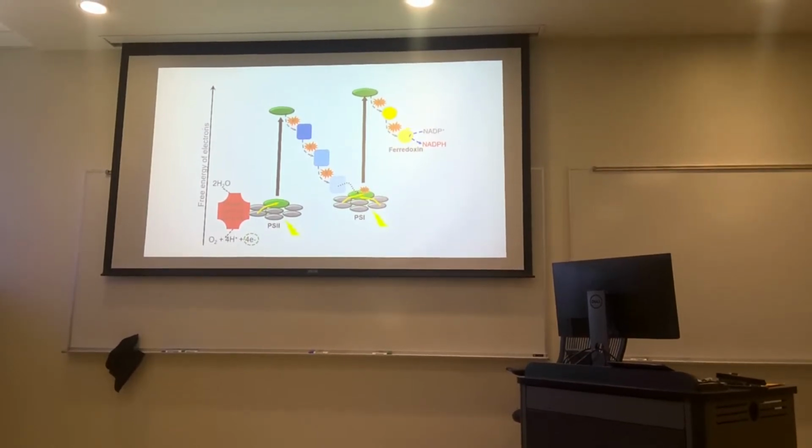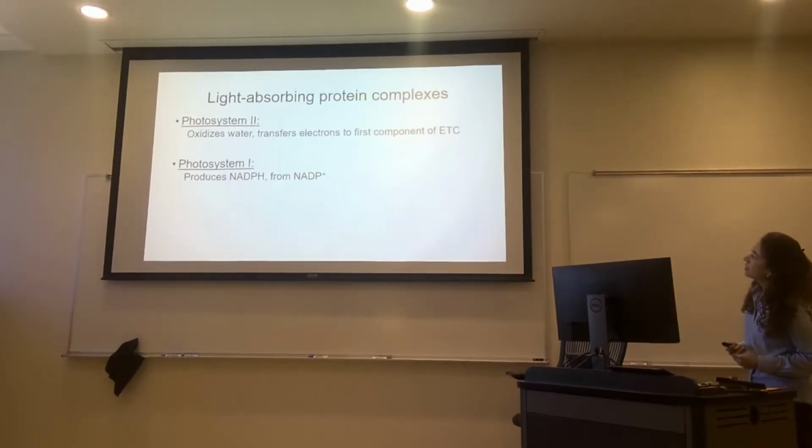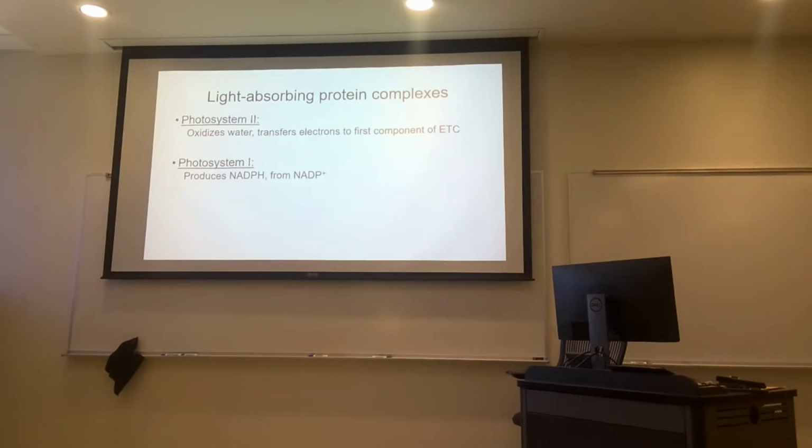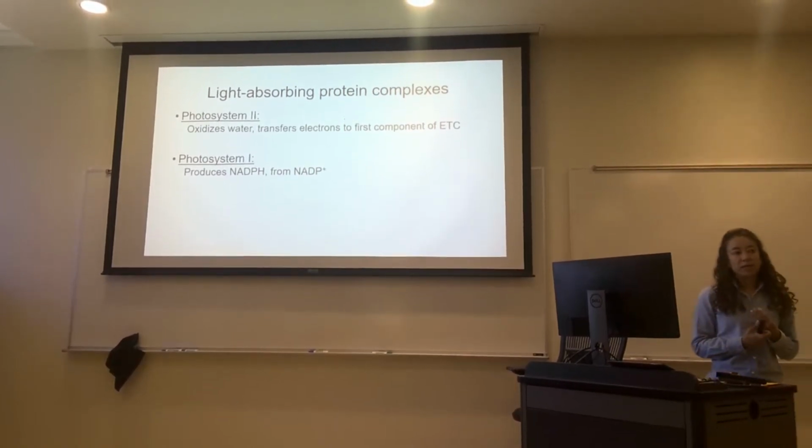Okay. So I think I have the summary here. Yes, photosystem 2 oxidizes water, transfers electrons, and photosystem 1 produces NADPH. Okay? Good, so let me know if you have any questions.